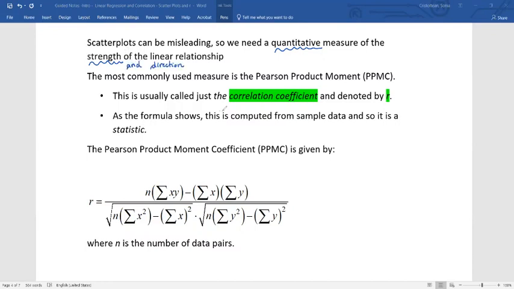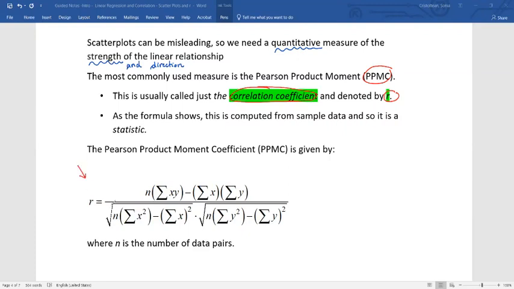The most commonly measured is called Pearson product moment, which is PPMC. This is usually just called the correlation coefficient. So this is what we will be using. Keep in mind, it is the same as PPMC, correlation coefficient. This is denoted by R. The formula is right here.